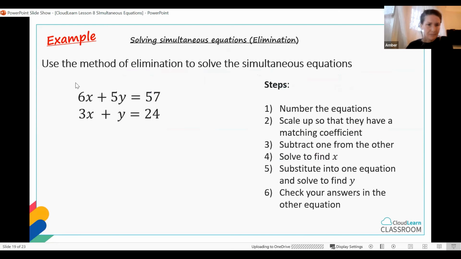So here we've got another problem where we've got no matching coefficients. We've got a 6x and a 3x, and a 5y and a 1y essentially. So we're going to have to change one of these equations. Again, it's entirely up to you. In the exam, you might choose to change it so that the x's are the same or so the y's are the same. It really doesn't matter. Does anyone have any preference today as to whether I change it to make the x's the same or the y's the same?